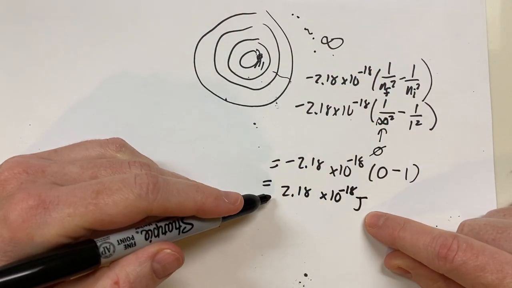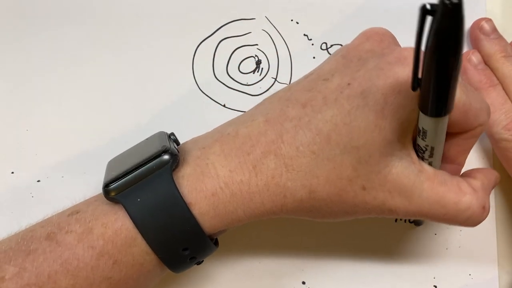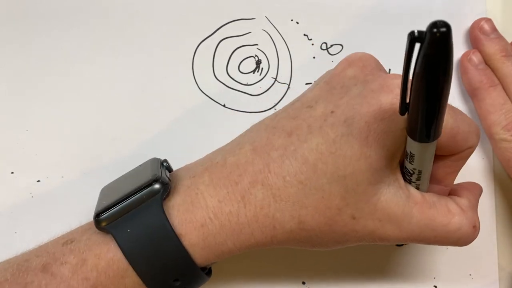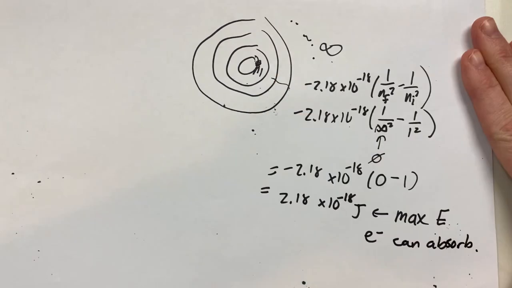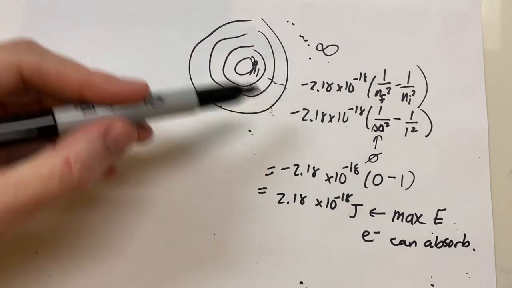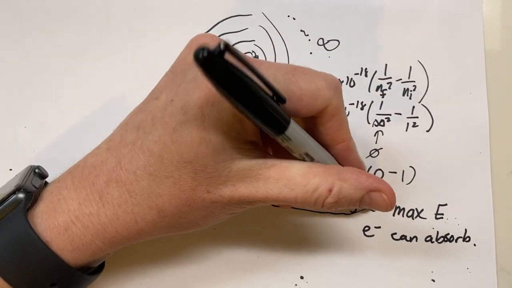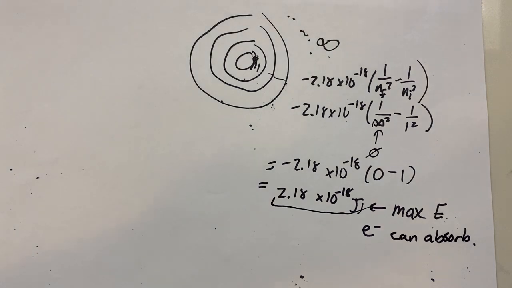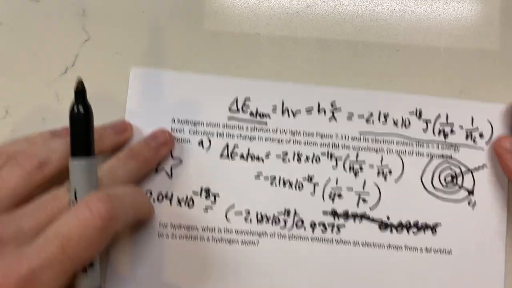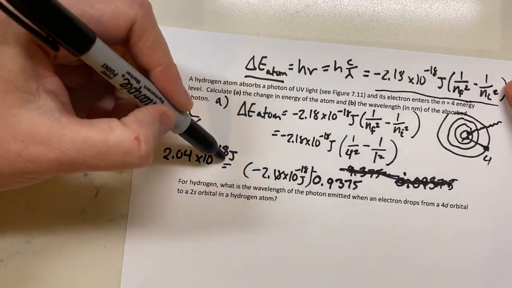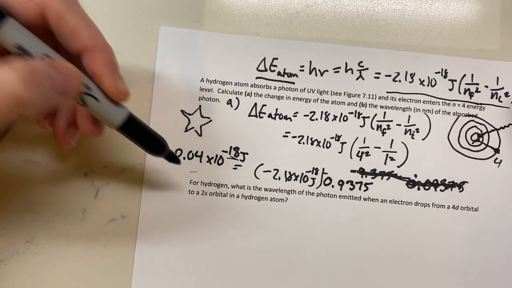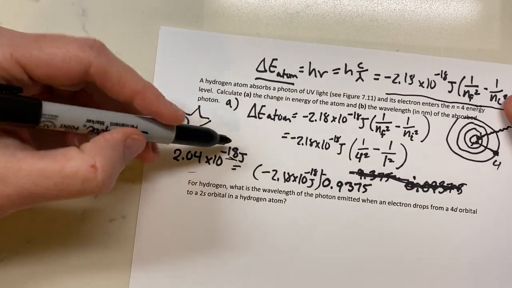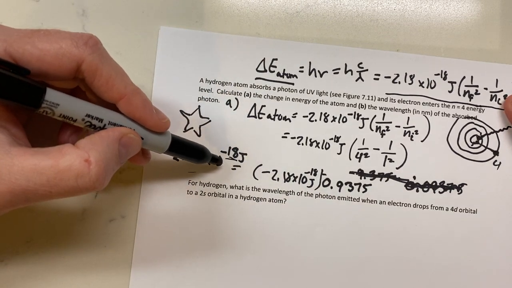This is the maximum amount of energy that an electron can absorb. So the highest possible amount of energy that any photon can have here is 2.18 times 10 to the negative 18 joules. When we go back, did our answer make sense? You should always make sure that it's smaller than that 2.18 times 10 to the negative 18 joules, and in fact it is. That automatically gives you some guidance, and it's almost always going to be in a negative 18, negative 19, negative 20 kind of range.